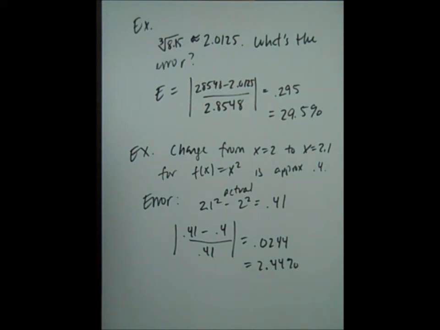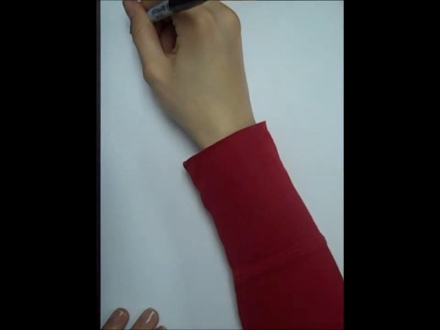So even when we were doing the change in f, you can still find the error, find the actual change in f, which came from plugging in my two values to f, subtracting them, then plugging it into my error. Okay, I want to do one more example here using linear approximations.